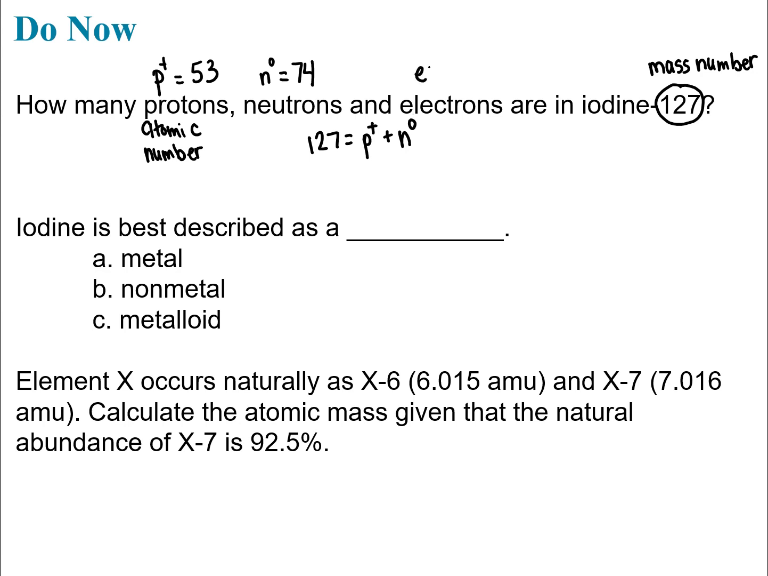The last part of this question is the number of electrons. So how many electrons are there in this isotope? Exactly. There should be 53. It's a neutral atom. It's not an ion. That means that the number of protons is equal to the number of electrons.